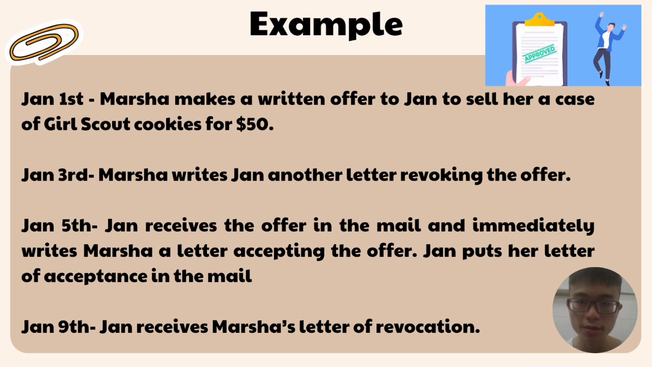January 1st, Marsha makes a written offer to Jen to sell her a case of Girl Scout cookies for $15. January 3rd, Marsha writes Jen another letter revoking the offer. January 5th, Jen receives the offer in the mail and immediately writes Marsha a letter accepting the offer. Jen puts her letter of acceptance in the mail. January 9th, Jen receives Marsha's letter of revocation.